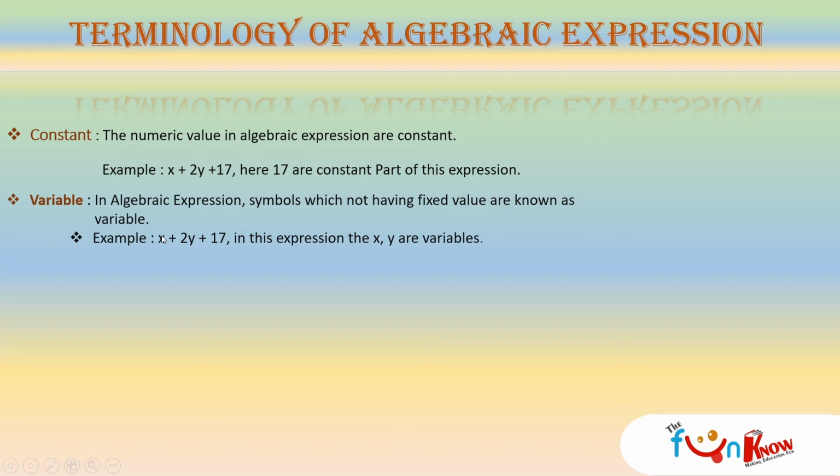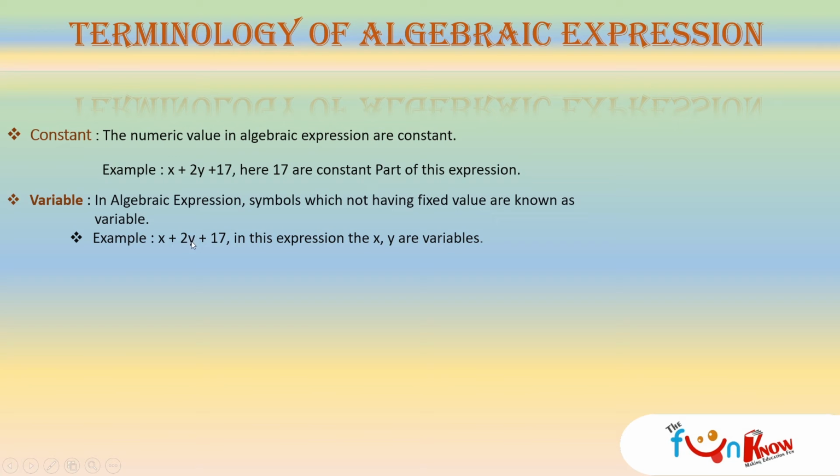X. We don't know what the value of x will be. x can be 1, 2, 3, 4, 5, whichever, or more than 5. It can be 100, 200, 300, whatever it can be. So the x value is changing. 2 is okay, it's a number.